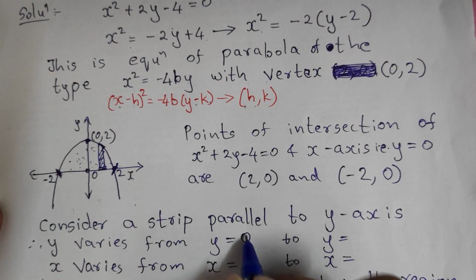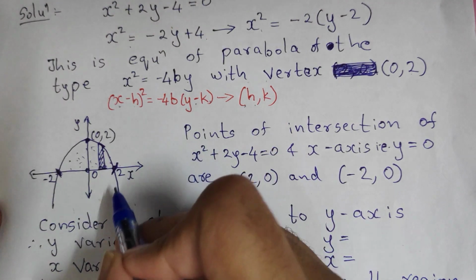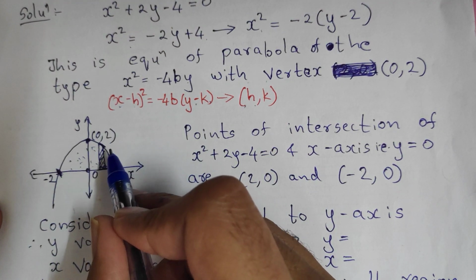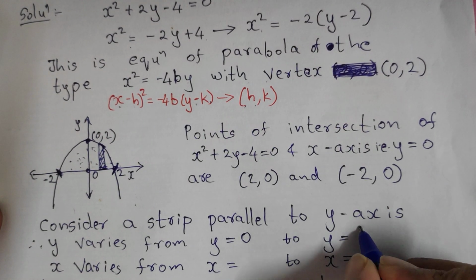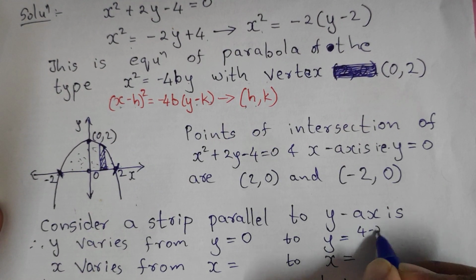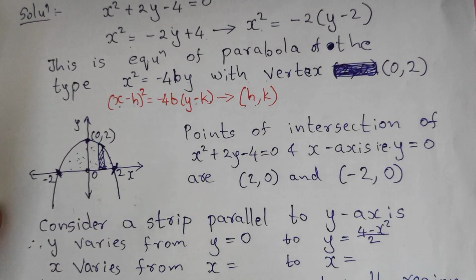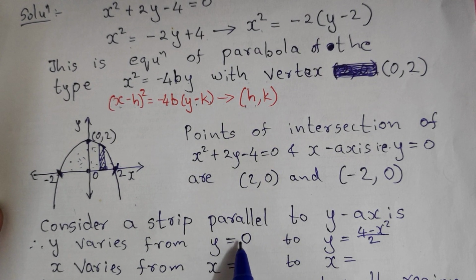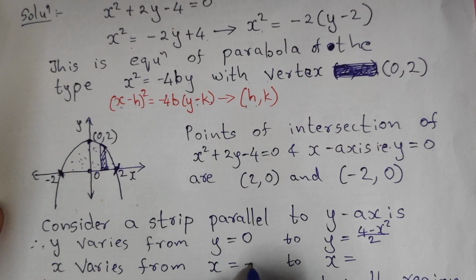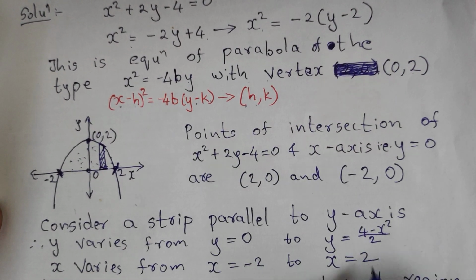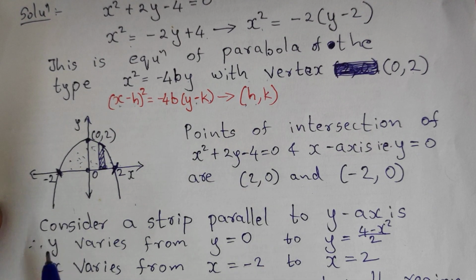The starting limit of y is 0. We always move away from the origin, so y goes from 0 to this curve. From the equation of the parabola we can find the value of y as 4 minus x squared, all over 2. So the limits of y are 0 to (4 minus x squared) by 2. The limits of x, from the x-axis, are minus 2 to 2. So we have got the limits.